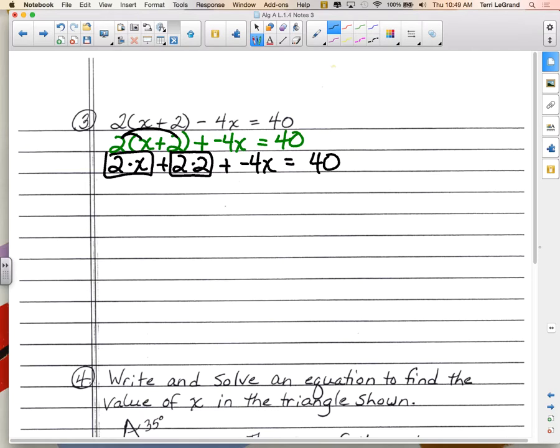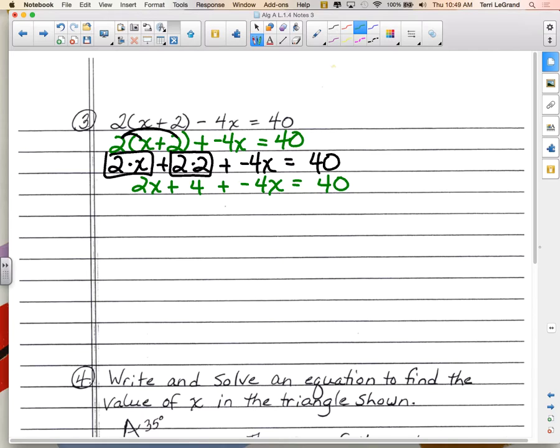Okay. What are our products after we do our multiplications? What's 2 times x? 2x. 2 times 2? 4. And we bring everything else along. Are we done simplifying? Yeah. I'm not. You guys aren't either.